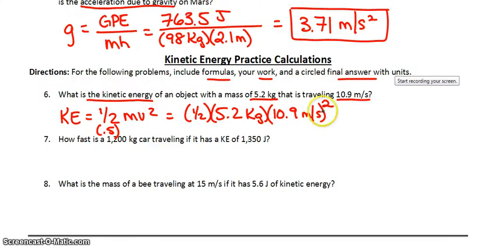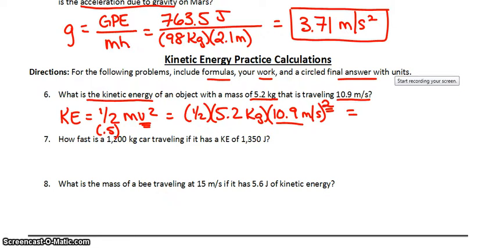I said a lot of students forget to square the velocity. Remember, the velocity squared is part of the formula, not part of the units this time. So what does squaring mean? It means you multiply the value times itself. So you should do 10.9 times 10.9, then times 5.2, then times your 0.5.